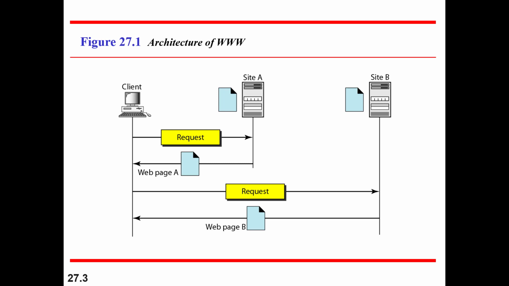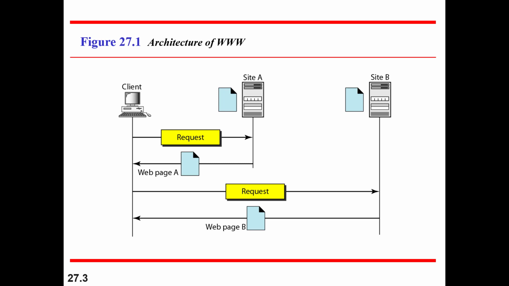Now let's go through the scenario shown in this figure to see how web works. The client needs to see some information that it knows belongs to site A. It sends a request through its browser to the server. The request includes the address of the site and the web page called the URL. The server at site A finds the document and sends it to the client.